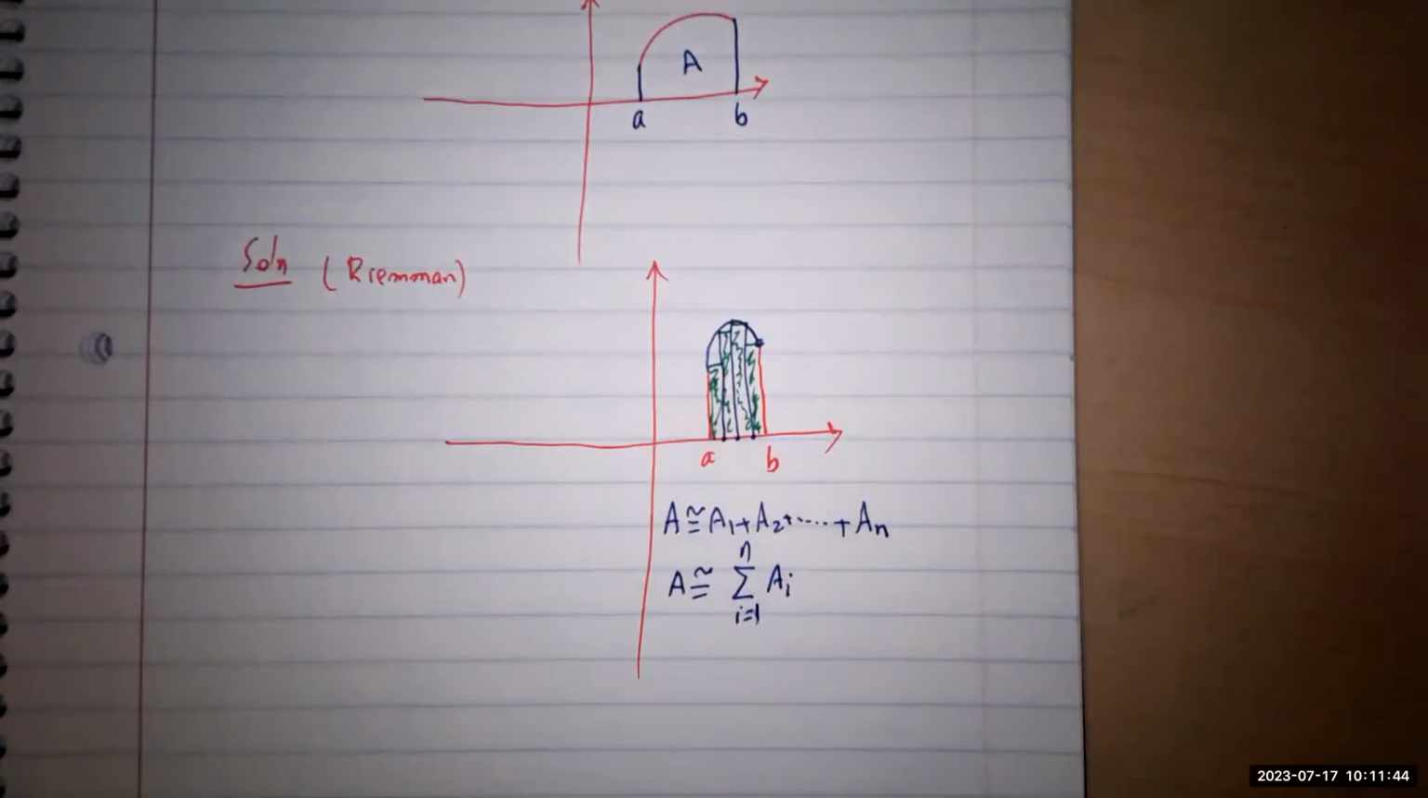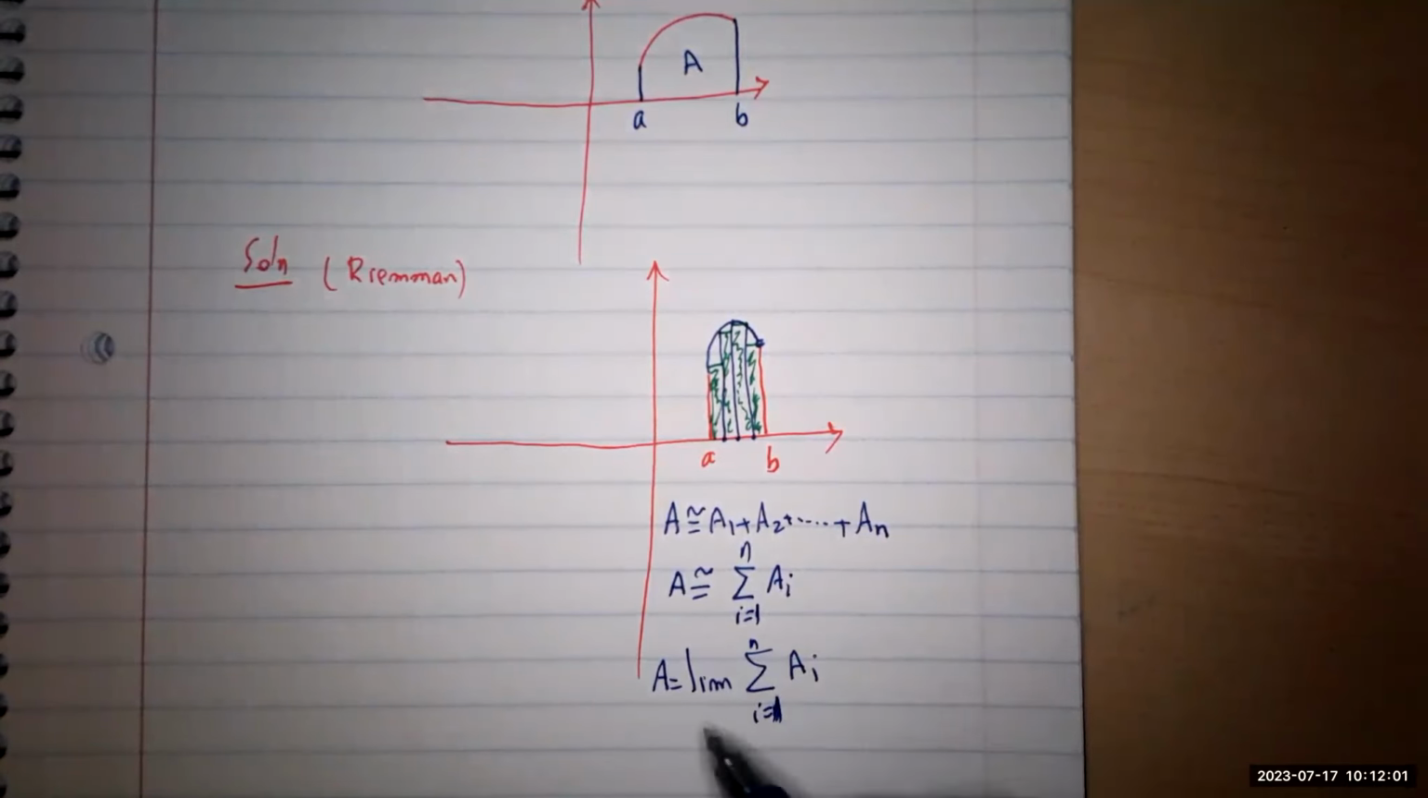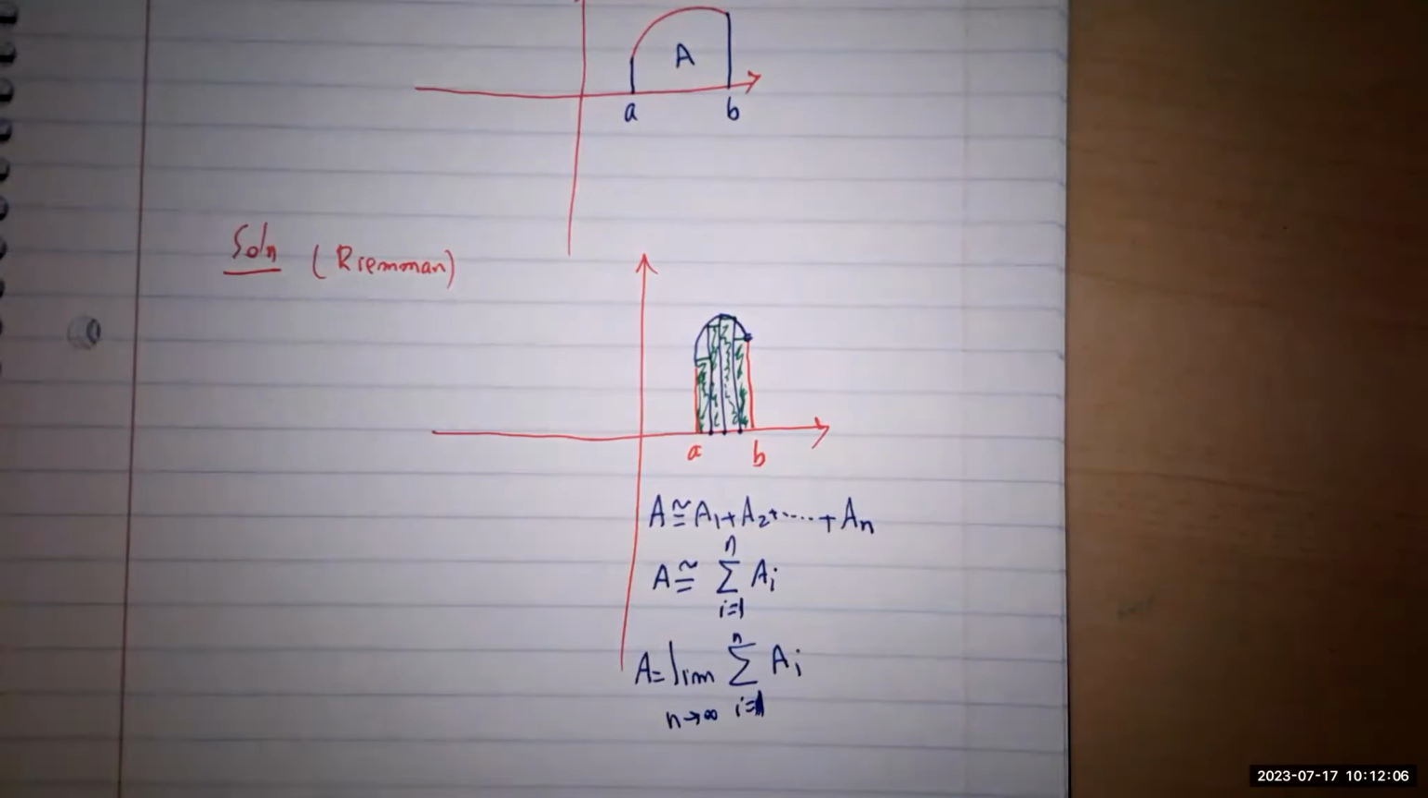But in the language of calculus, this would be what? This would be A equal to the limit of the sum of A_i, i from 1 to n, and n goes to infinity. You see, that's the basic idea that we got from the work of Archimedes. But as you can see, this formula is not going to be easy to operate.